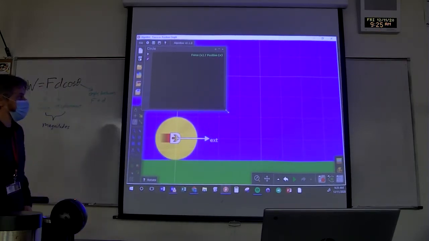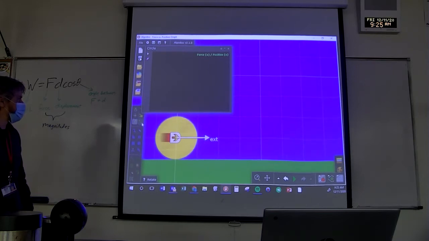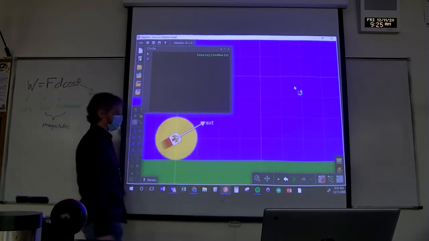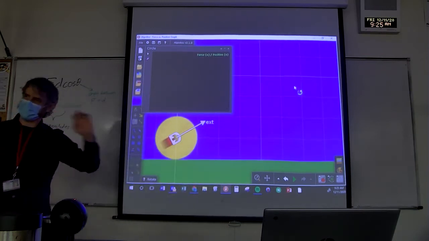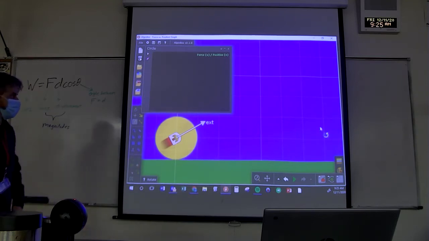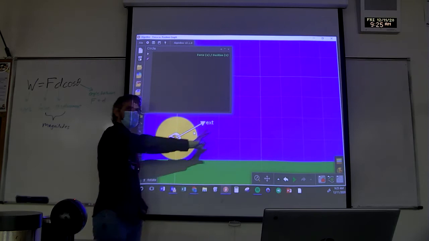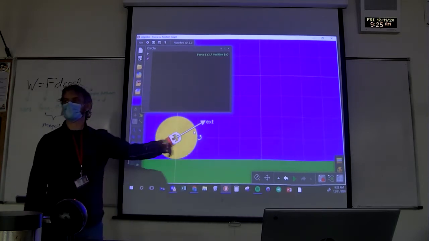So to illustrate this concept here, I got a force, and let me put it at an angle. I got a force that's going to be exerted on this sphere. I've turned friction off because if friction is on, then it gets more complicated. We want to start pretty basic. But I have a force that's going to act on this object, and the object is going to move. It's going to accelerate. It's going to cover a certain distance.